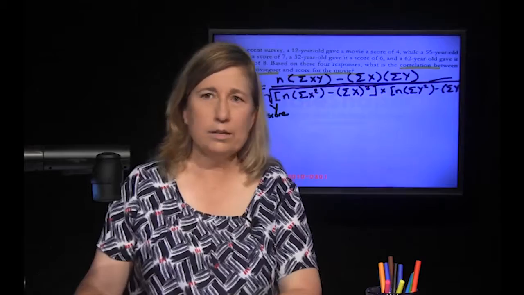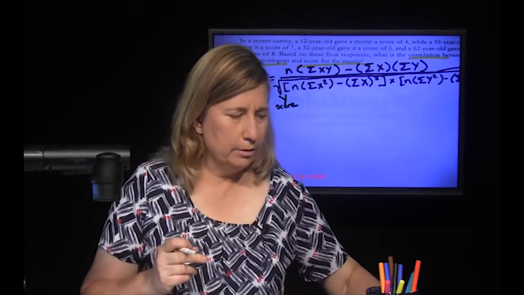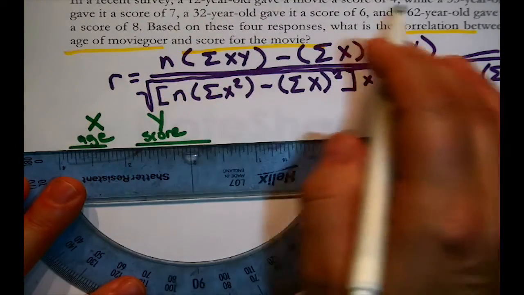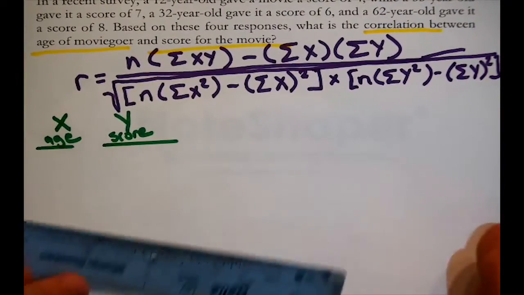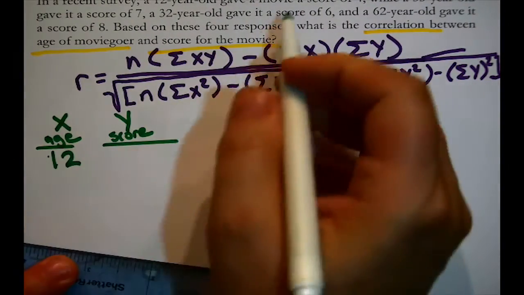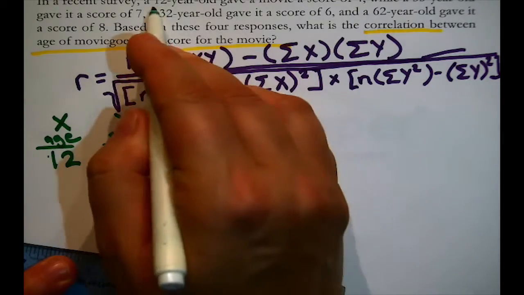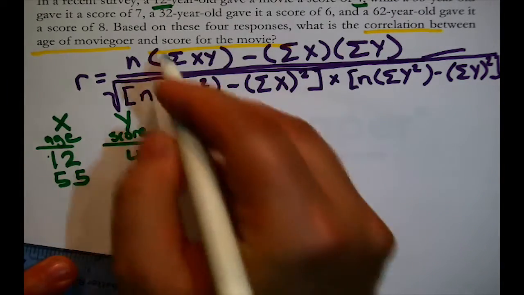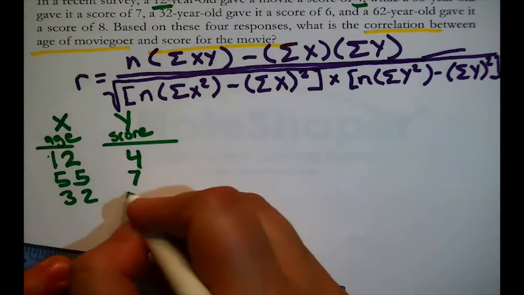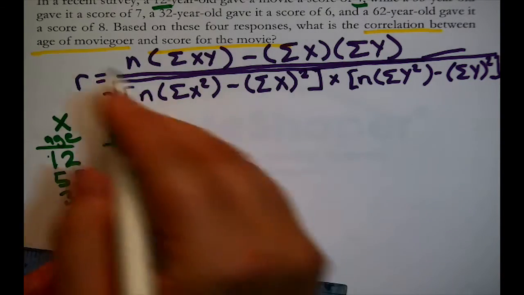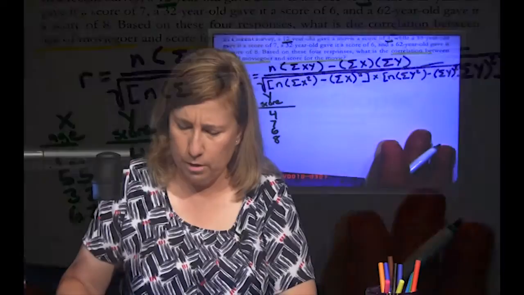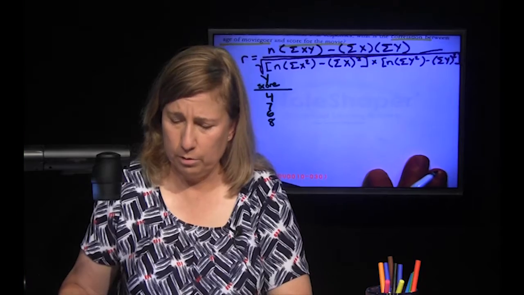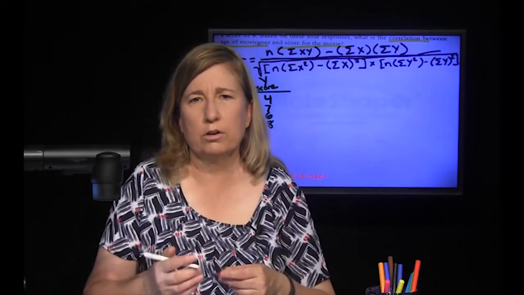Now, having written that right here, the key is just stay organized. Why don't I go ahead and organize the information up in here? Let's see. The 12-year-old gave the movie a score of 4, right? I'm just using this information. The 55-year-old gave it a score of 7. The 32-year-old gave it a score of 6. And the 62-year-old gave it a score of 8. Okay, now I can move this around where I don't necessarily have to keep looking at the paragraph.